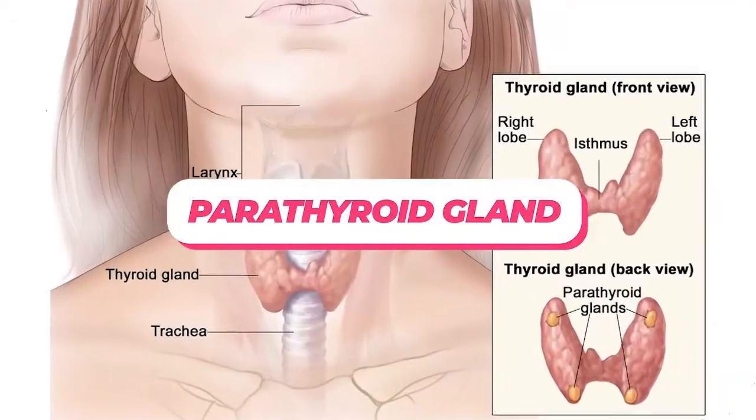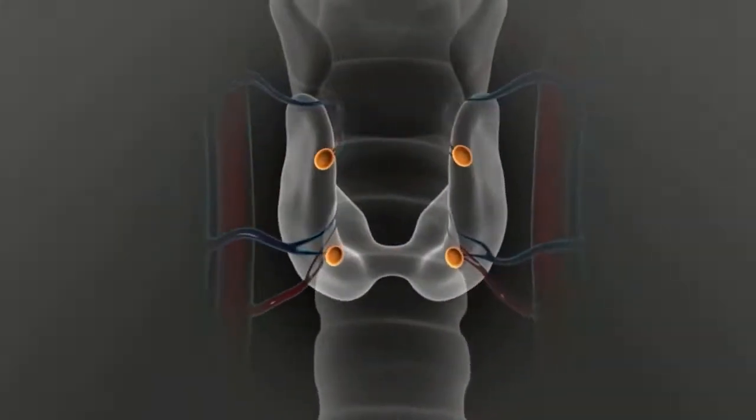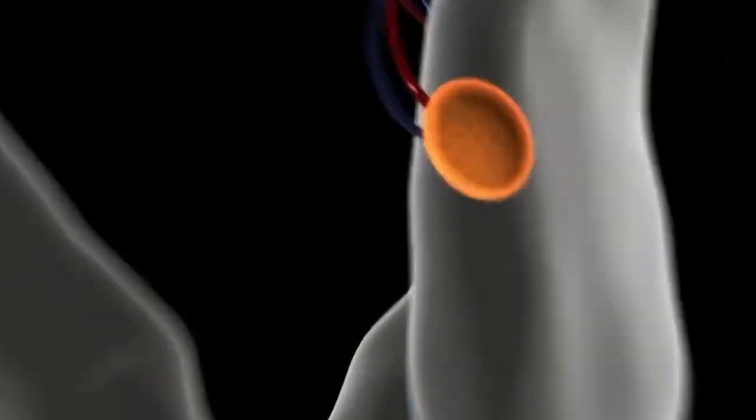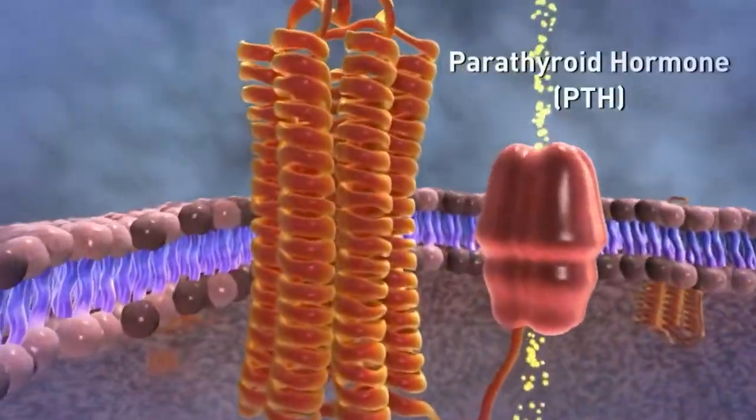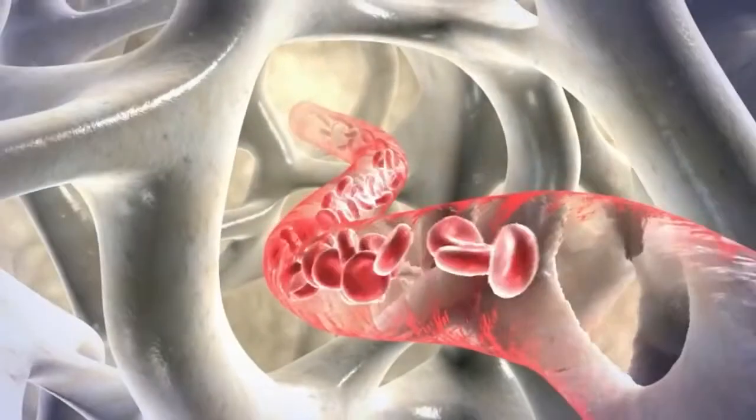Parathyroid gland. The parathyroid gland is located near the thyroid gland and produces parathyroid hormone, which helps to regulate calcium levels in the blood.